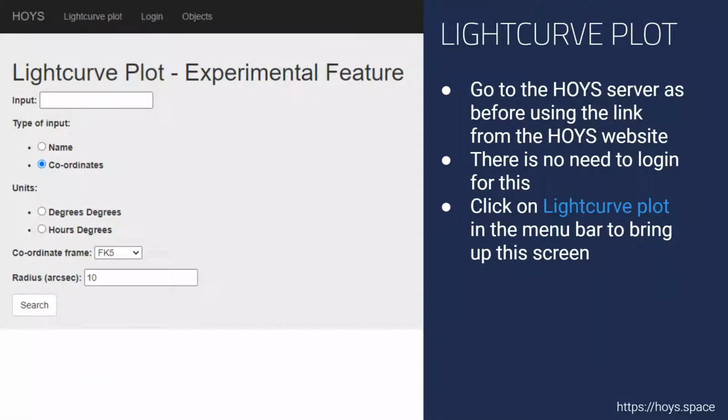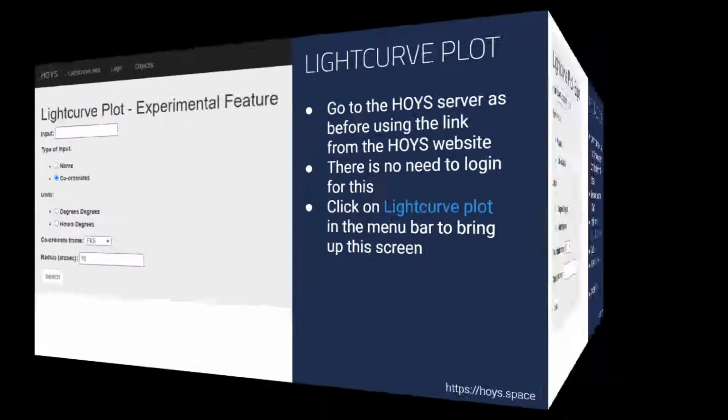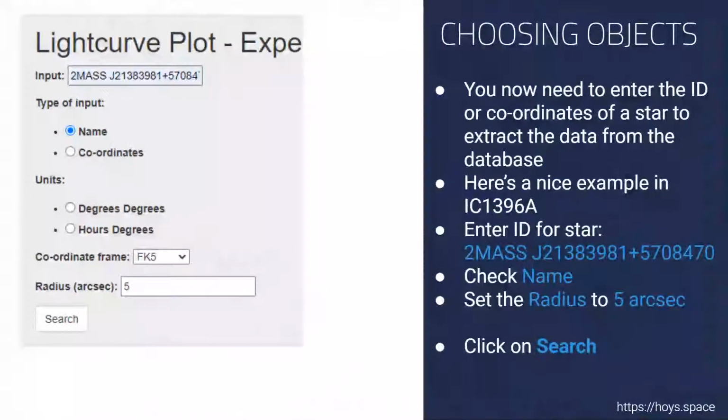So as before, you can go to the HOYS server using the link on the HOYS website, and in this case there's no need to log in because the light curve data is publicly available. Click on light curve plot and this screen will come up. Now we need to enter either the ID of the star or its coordinates, and then we can extract the data about it from the HOYS database.